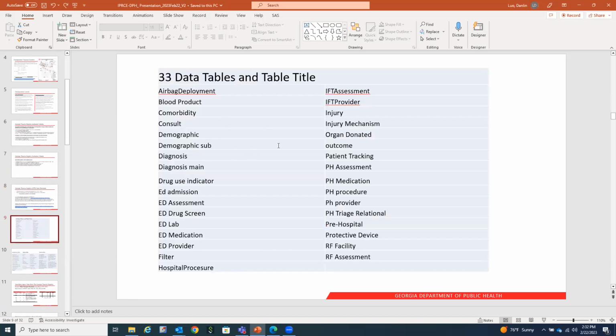Here are the 33 data tables. If you look here, you'll find that we have airbag deployment, blood product, comorbidity, result, demographic, diagnosis, drug use indicator, ED admission, assessment, drug screen, lab, medication, provider, hospital procedure, if transfer assessment, if transfer provider, injury, injury mechanism, organ donated, outcome, patient tracking, pre-hospital assessments, medication, procedure, provider, triage, and protective device, referral hospital, and the referral assessment.